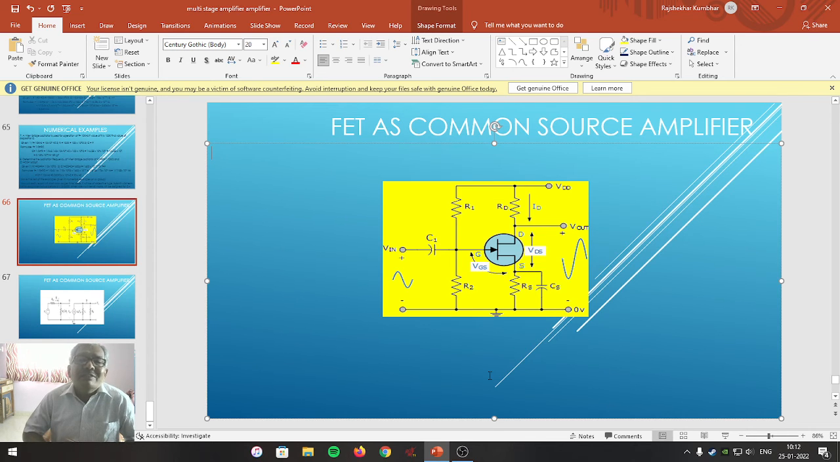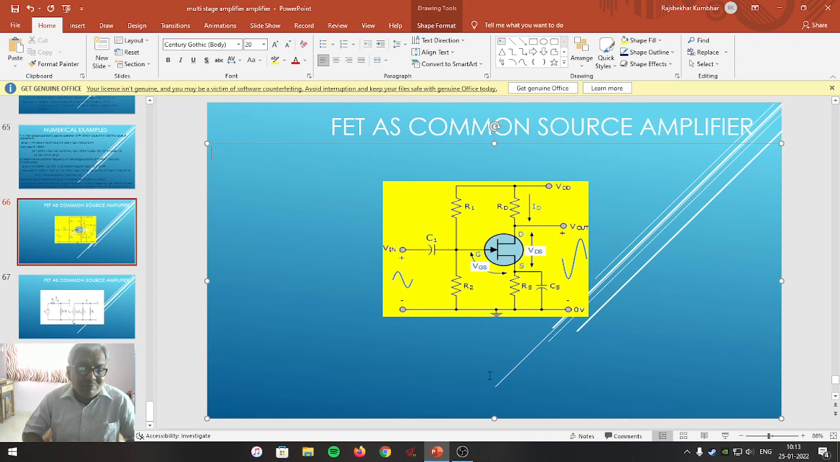Input impedance is natural. We can say that it is the ratio of input voltage Vin upon input current Iin, or Vin upon Ig. Output impedance, by rule, we can define as output voltage upon output current.